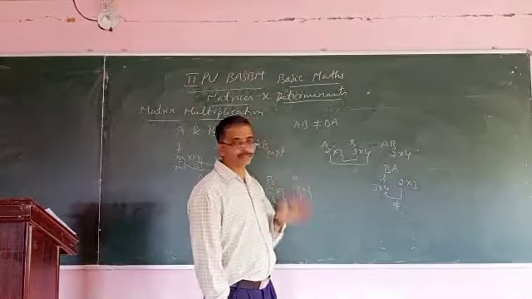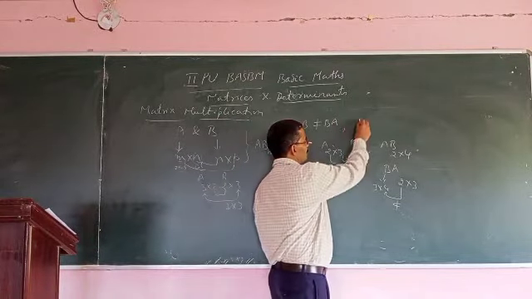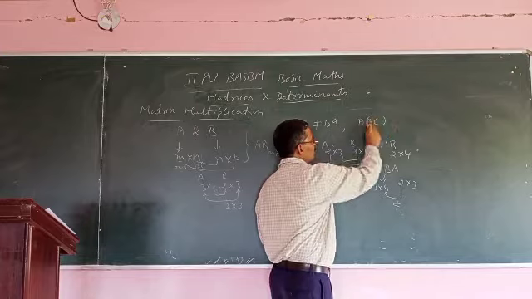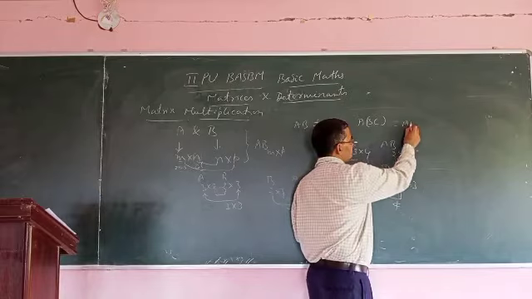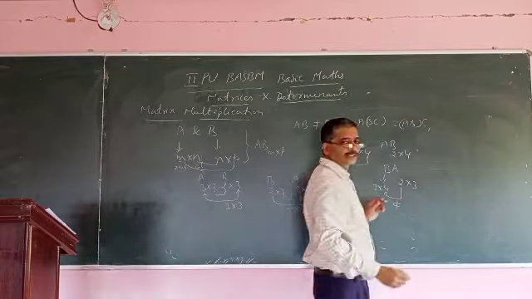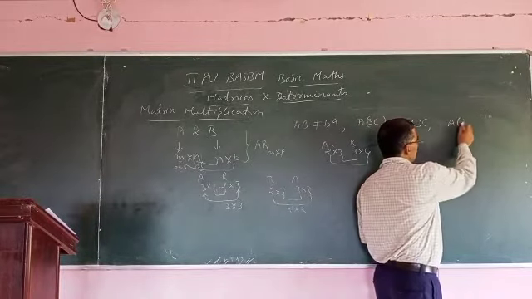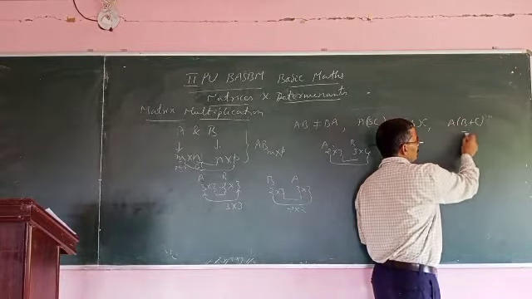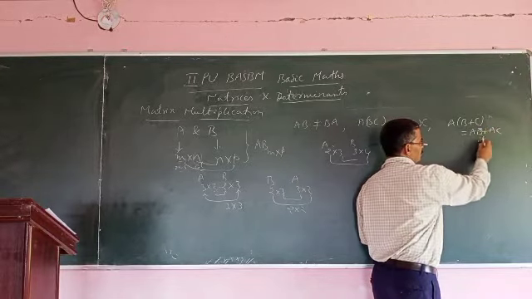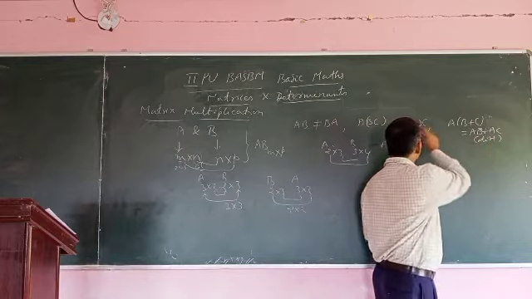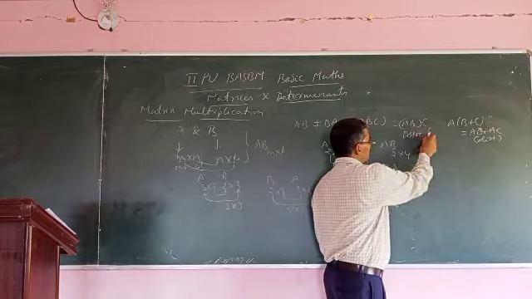So AB need not be equal to BA. It is not commutative. And further, there are many properties. It is associative: A into BC, if you have one more matrix, is AB into C. It is distributive: A into B plus C is AB plus AC. This is the distributive property, and this is the associative property.